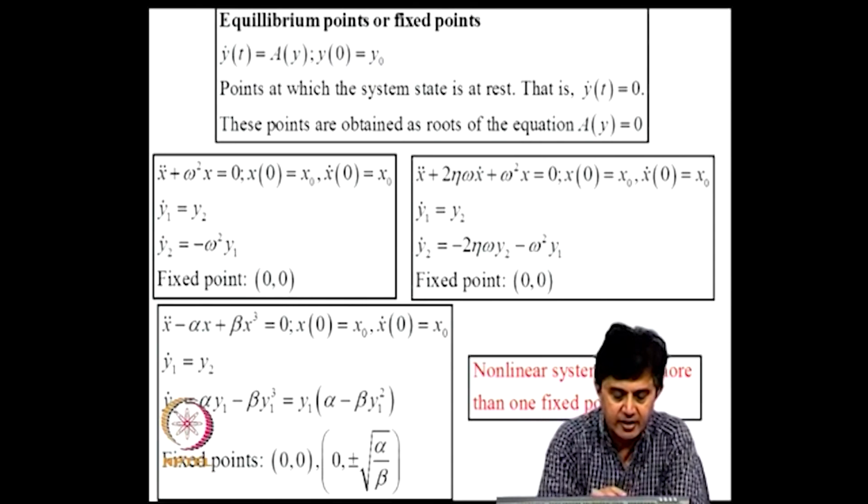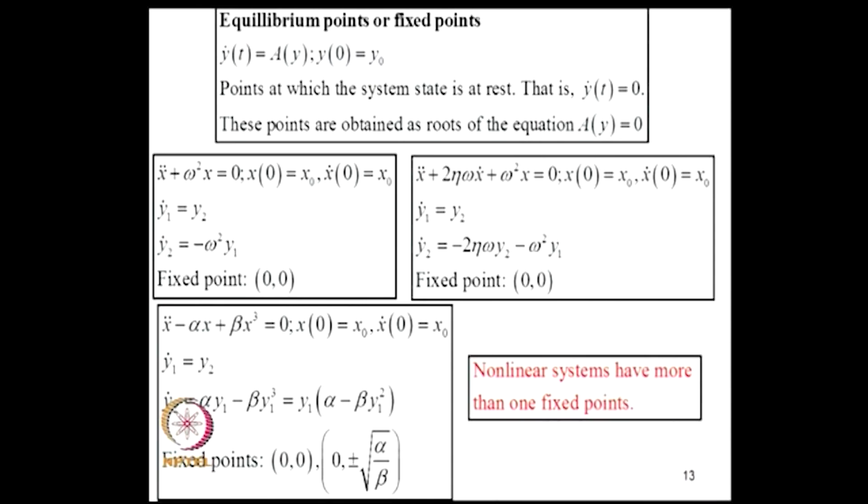Now, we will again return to the question of equilibrium points or fixed points, they are used synonymously. So, I consider now an autonomous system y dot of t is equal to A of y with y of 0 equal to y naught. Now, we define fixed points of this system as points at which the system state is at rest, that is y dot equal to 0. So, these points are obtained as roots of the equation A of y equal to 0. So, these are a set of equations, as many equations as the size of y, and you will be able to solve for the roots of these equations.